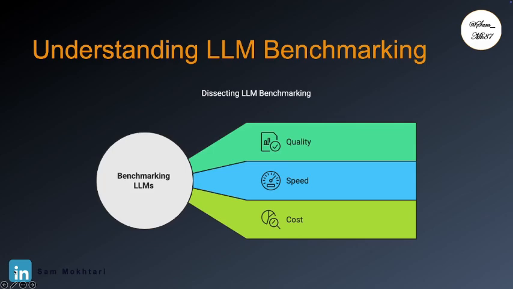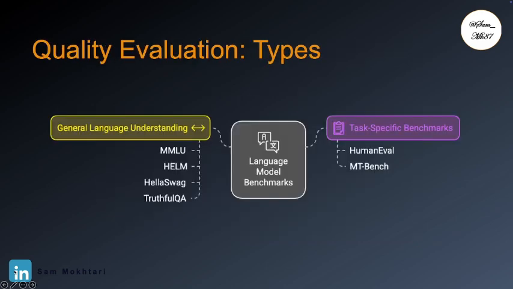The third pillar is cost, which is always a factor, specifically when deploying LLMs at scale. We need to analyze the cost per token, the cost per GPU usage, and even the overall cost effectiveness of different model and deployment strategies. Now let's go through each of these individual pillars with more details.